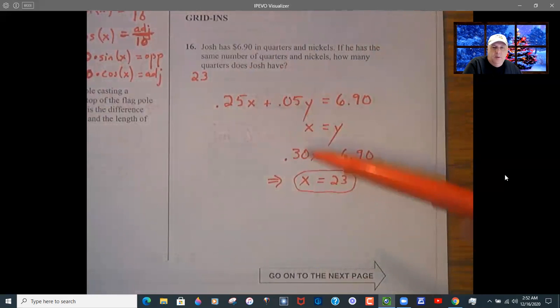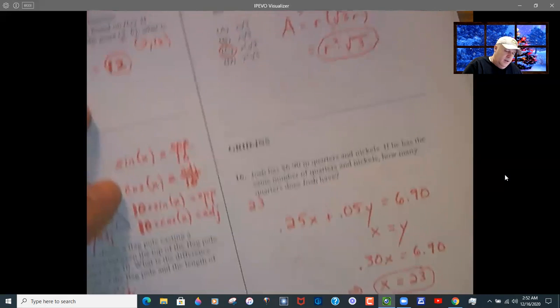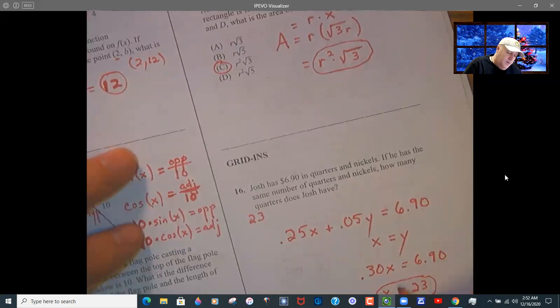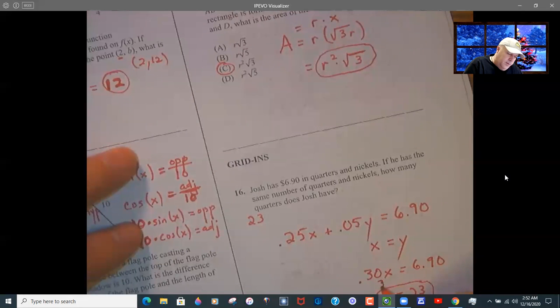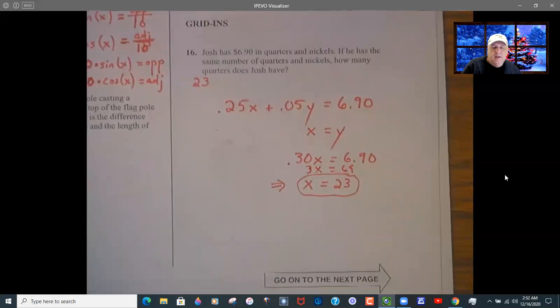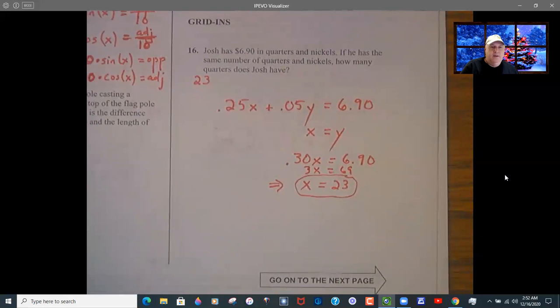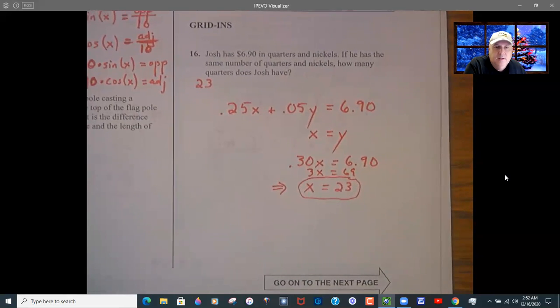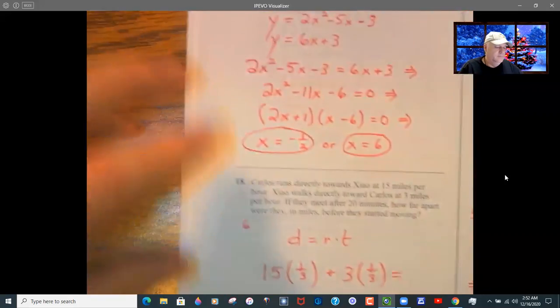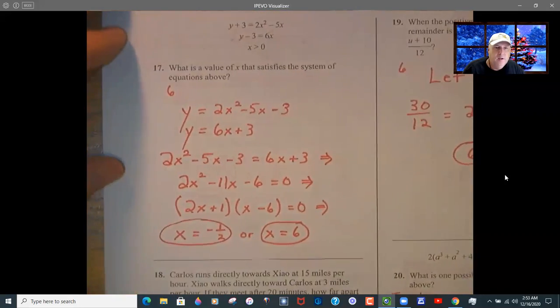So 0.30x equals 690. How do you solve that? You can move the decimal one place to the right on the right side there, and then divide it by 3. So 23 is how many quarters, and then he has 23 nickels. And so if you put that back in, you would get it. That's even a little bit harder without a calculator.